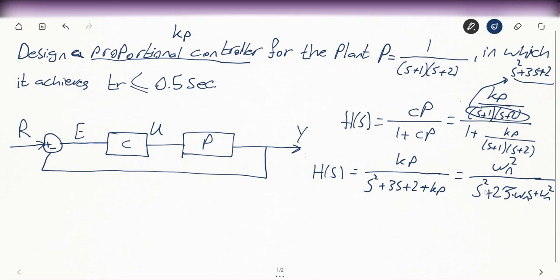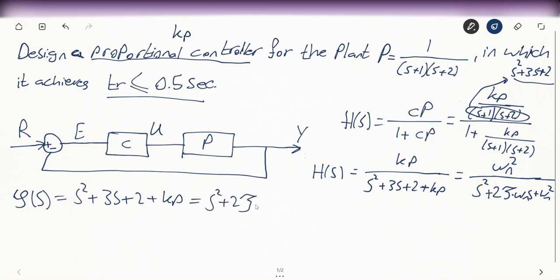You will see that in order to achieve this rise time specification, we will benefit from this standard transfer function. Now we know that in control systems we pay a lot of attention to the characteristic equation of a system, and the characteristic equation of our system is S squared plus 3S plus 2 plus Kp, which is also equal to S squared plus 2 zeta omega n S plus omega n squared. Now, let's say that we want to achieve this specification.